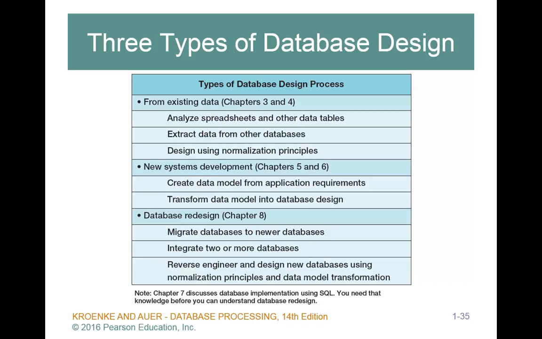And now let's talk about the three types of database design that we'll be discussing in this class. Again, chapters 3 and 4: database design using existing data. That's where we start getting into the use of normalization. New systems development, in chapters 5 and 6, is where we start creating ER data models using ER diagrams, and then from those data models and ER diagrams, we'll create our logical database designs.